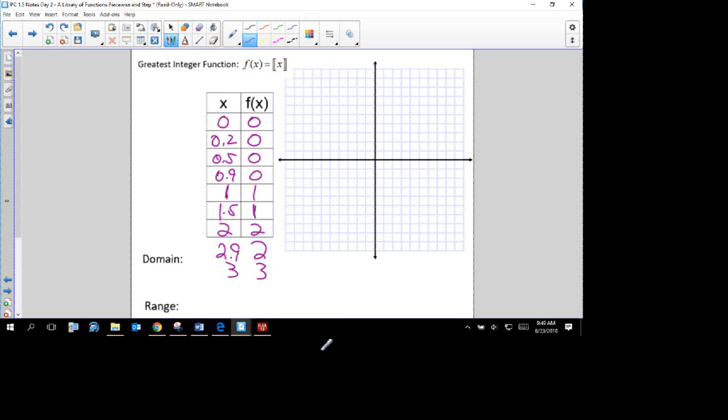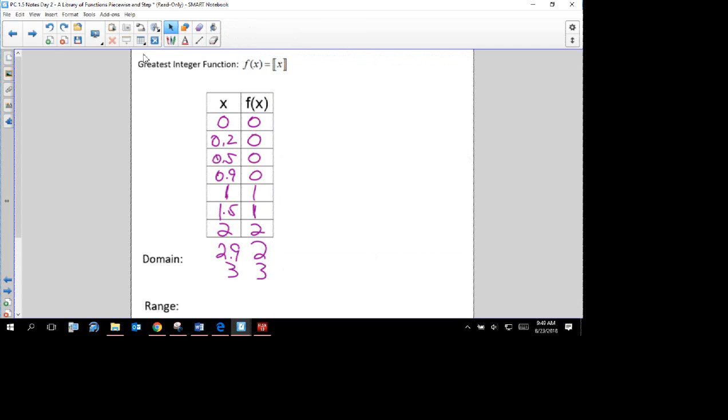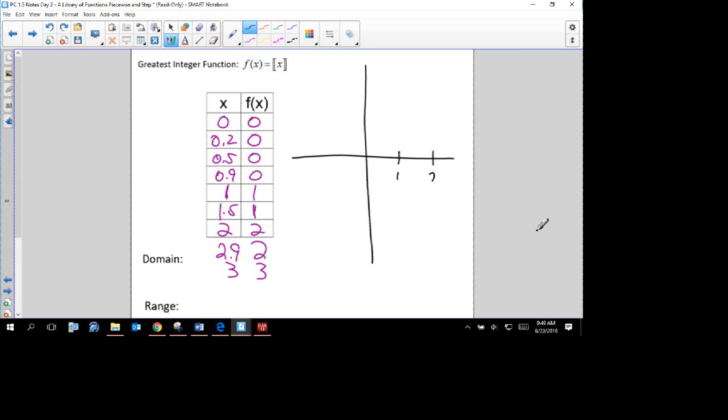I'm actually going to delete this graph. You guys have plenty of space because I zoomed in on your graph. I can't make it that big up here, so I'm just going to draw one. But you will be able to fit it on your graph. I'm just zoomed in big time. Here's 1, here's 2, here's 3.